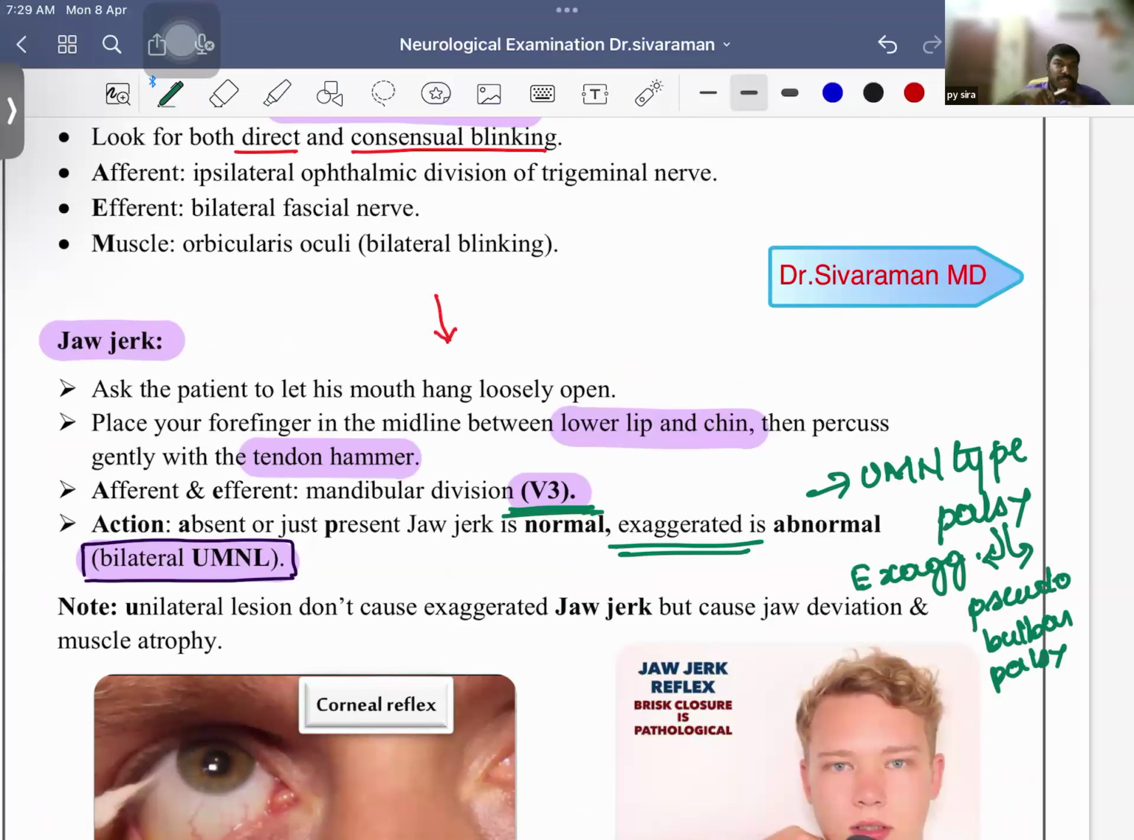Whenever you strike, it can be absent or just present, then it is normal. If it is exaggerated, then it is a bilateral upper motor neuron type of fifth nerve palsy, which is called pseudobulbar palsy. So this is about your jaw jerk.